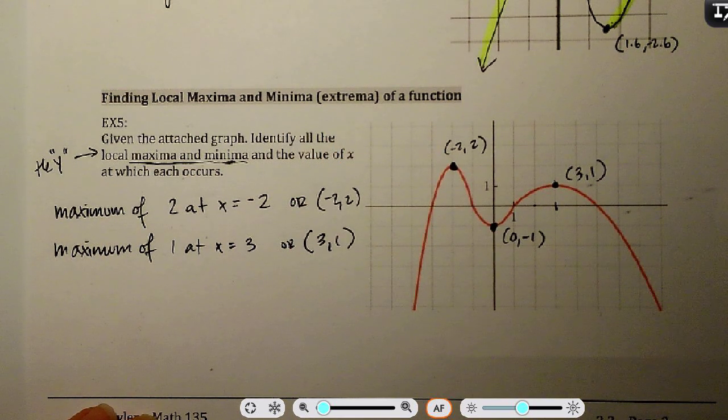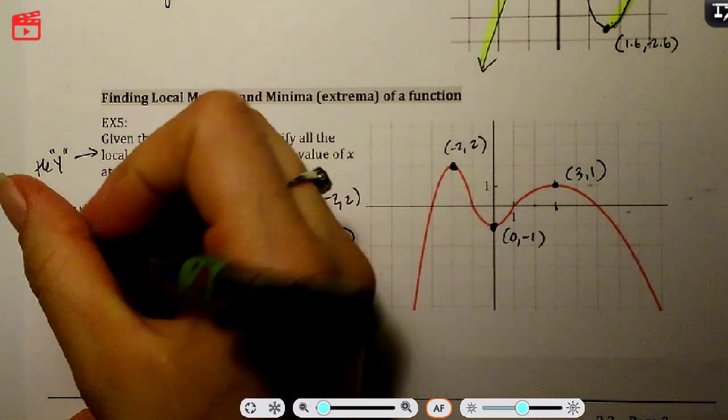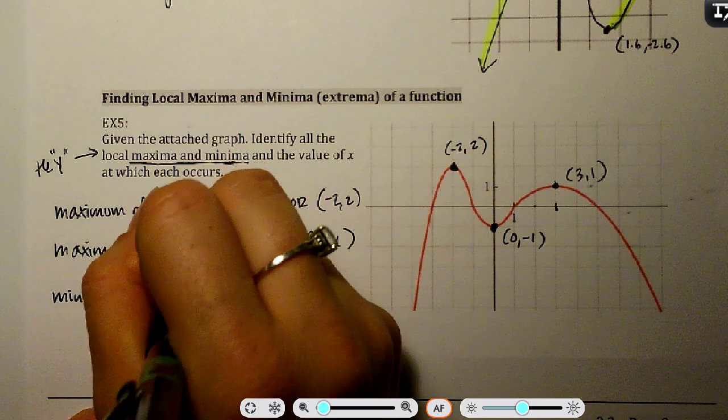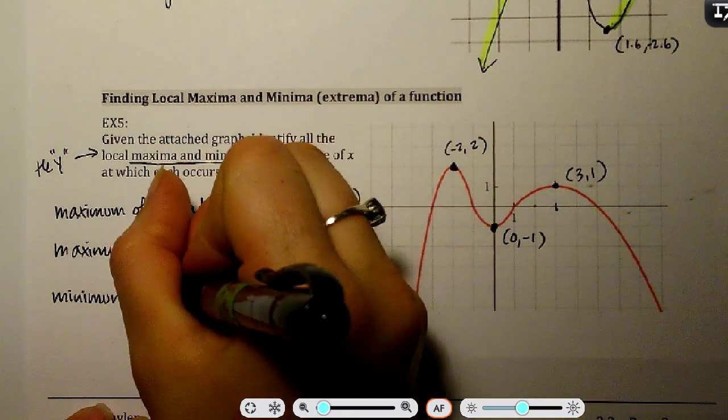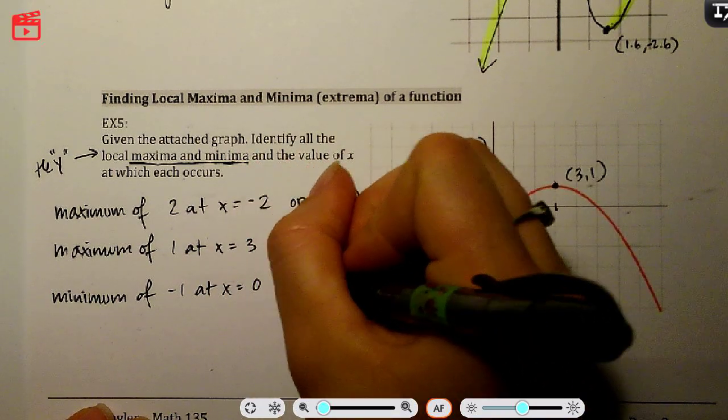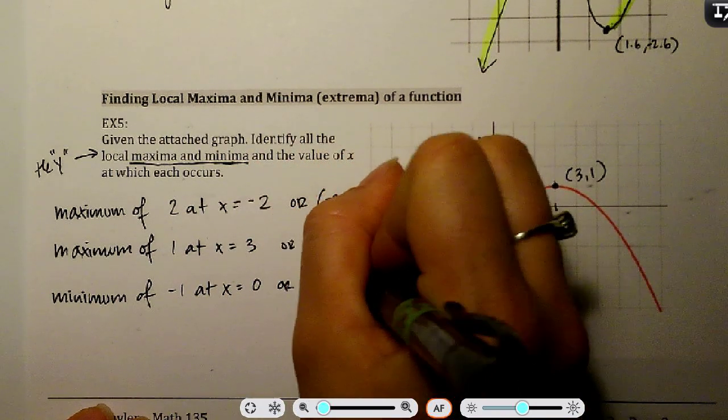Go ahead and write your minimum. Okay, so the minimum of -1 at x equals 0. Or you could write it as your coordinate point (0, -1).